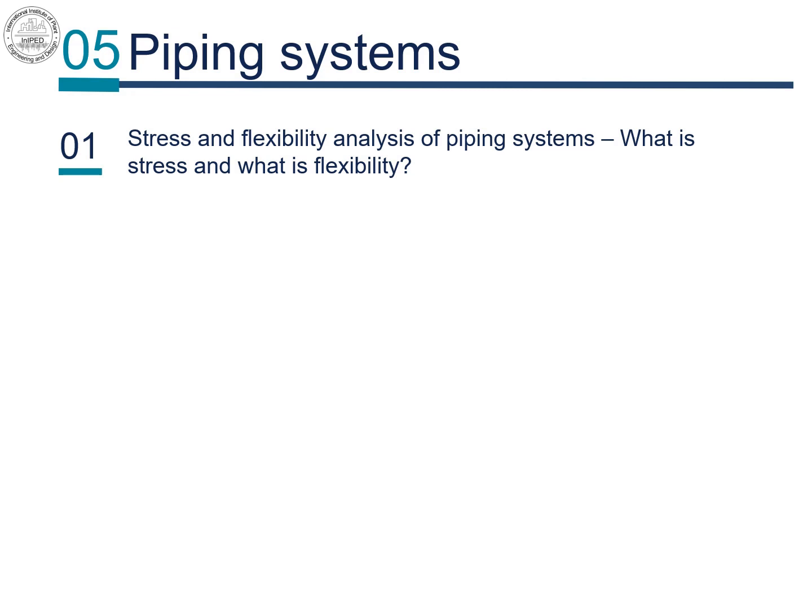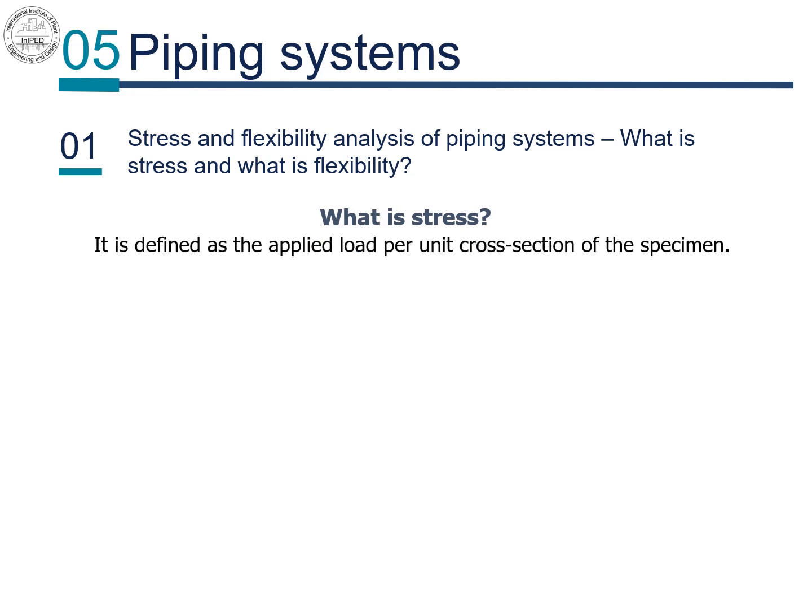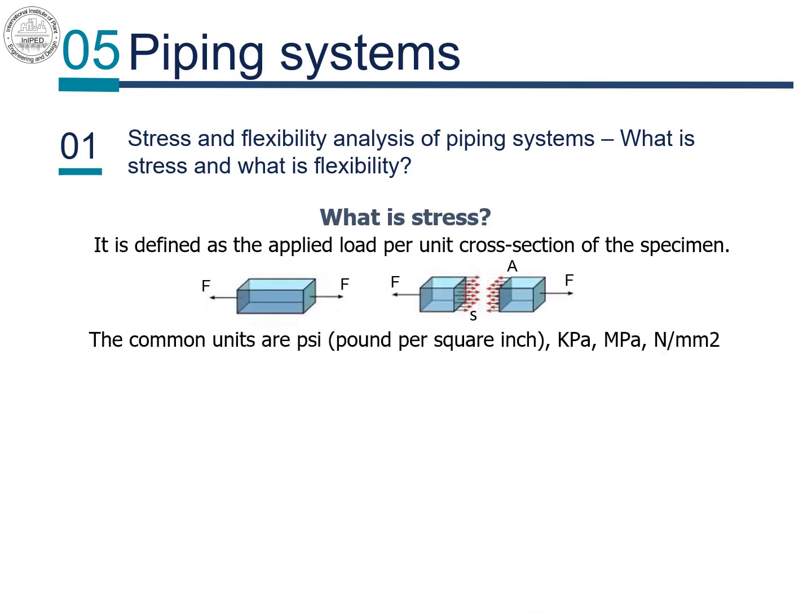First, we will try to provide in simple words an explanation of two major concepts. What is stress? It is defined as the applied load per unit cross-section of the specimen. The common units are PSI, pounds per square inch, kPa, kilopascal, MPa, megapascal, or Newton per square millimeter. And what is flexibility? The best way to describe it is when talking of rigid or flexible structures.